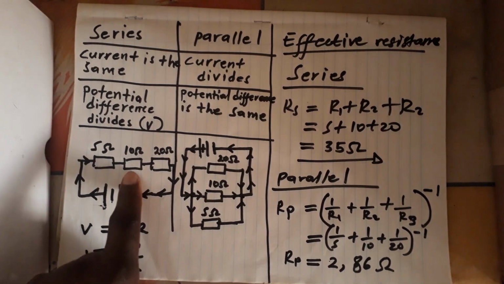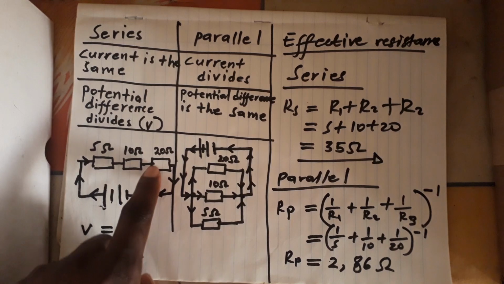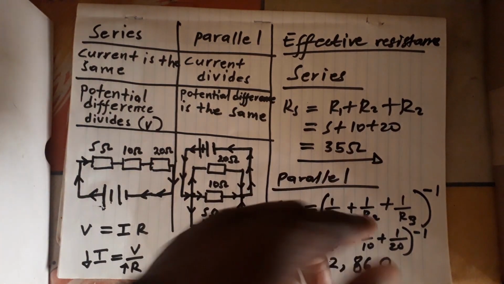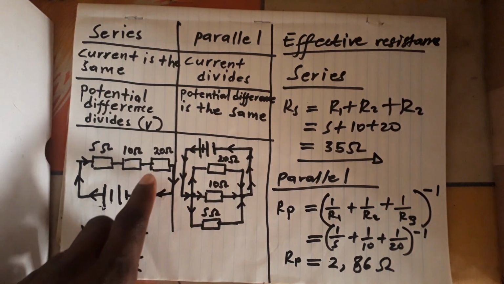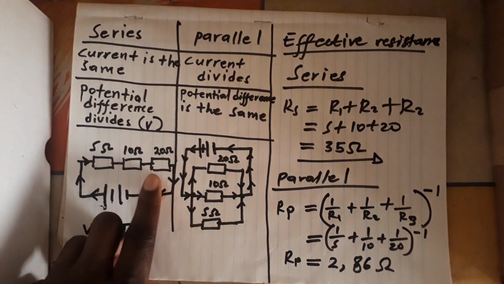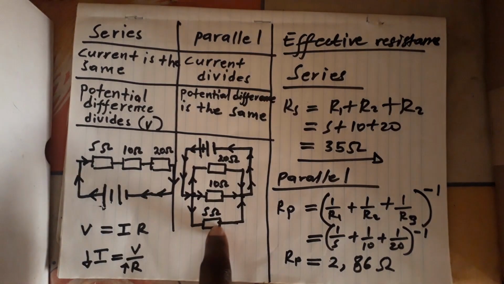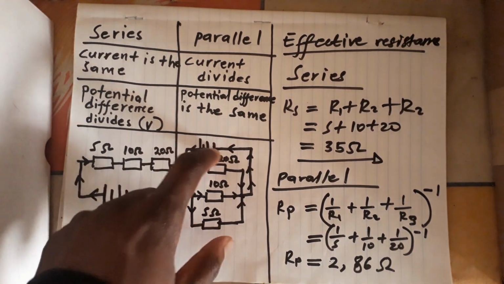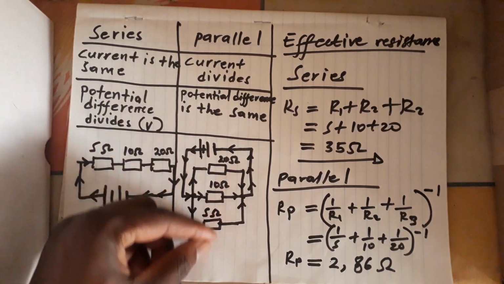Now, how can we increase resistance in this one? We must add another resistor in series to increase the effective resistance. What about when you want to decrease? It means that you must remove a resistor here so that you can decrease the total resistance. What about here? How can you increase resistance here? In order to increase resistance, you must remove a resistor.